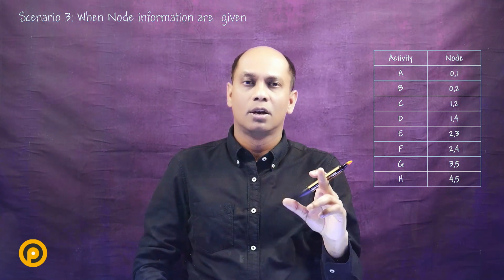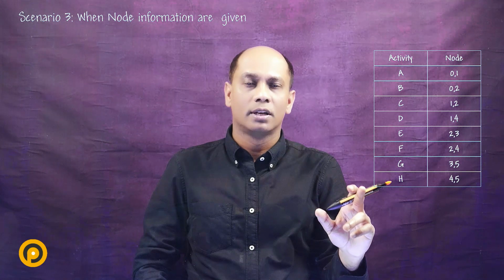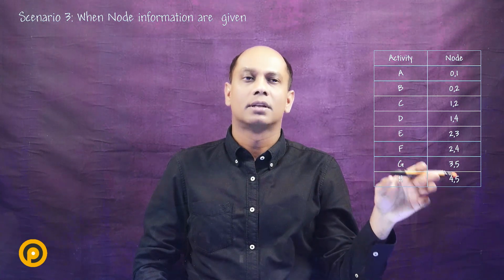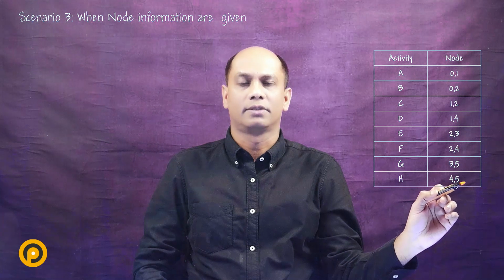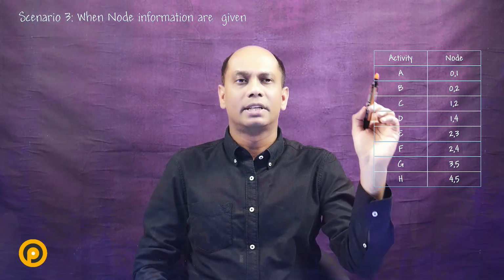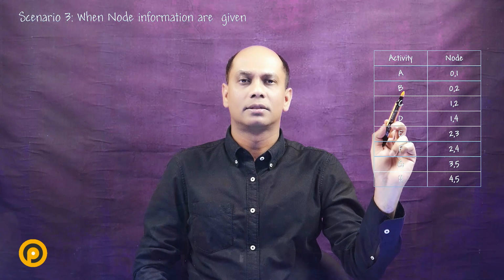Similar to the approach we found in the earlier two scenarios, we have to identify first the starting node, and second the last node. And it's quite easy here. The first node will be the least number, which is 0, and the last node will be the highest number, which is 5. Why? Because activities in the activity on arrow method are represented by the node numbering.